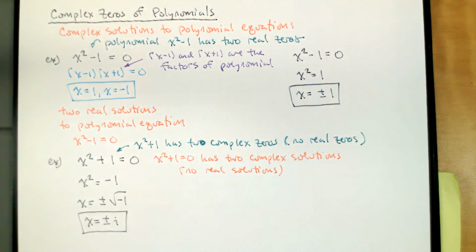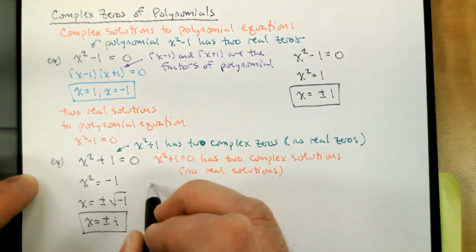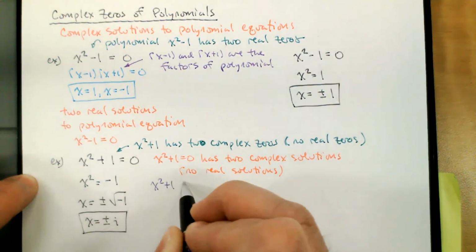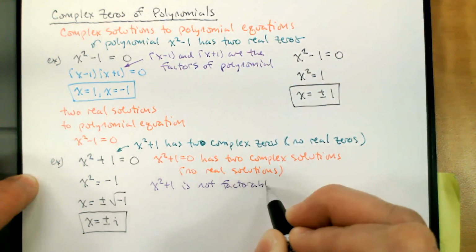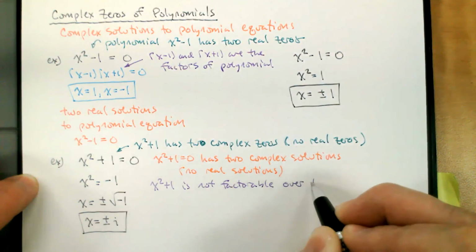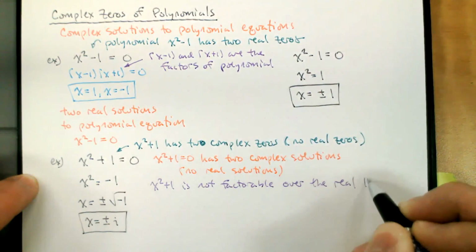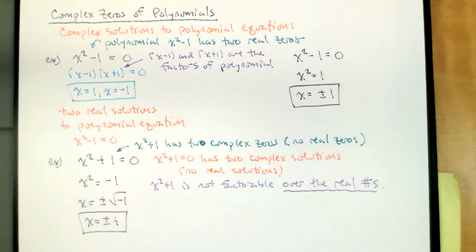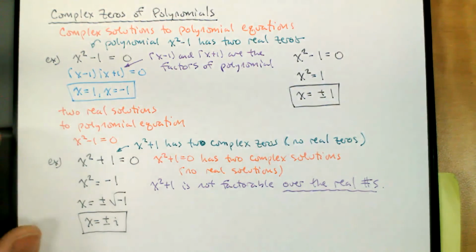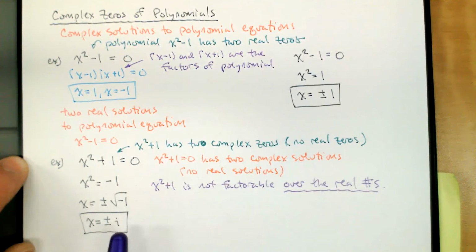So we know that x squared plus 1, the polynomial, is not factorable with real numbers, but we can factor it with complex numbers. That's the part that we usually leave off. It's prime over the real numbers. That means we can't factor it using the real numbers. But if we let ourselves use complex numbers, the solutions tell us what those factors should be.